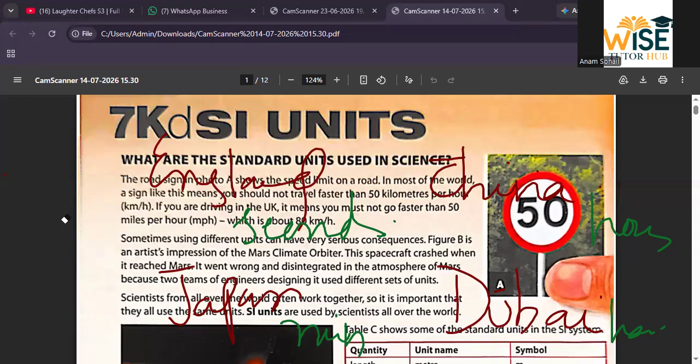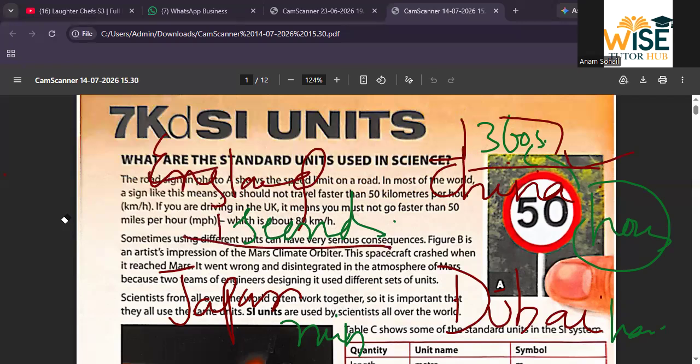We know that 1 hour contains 3600 seconds. It means the scientist in China is using a bigger unit, while the man in England has taken a smaller unit. The man in Japan, measuring the time in minutes, has taken a bigger unit than the second.